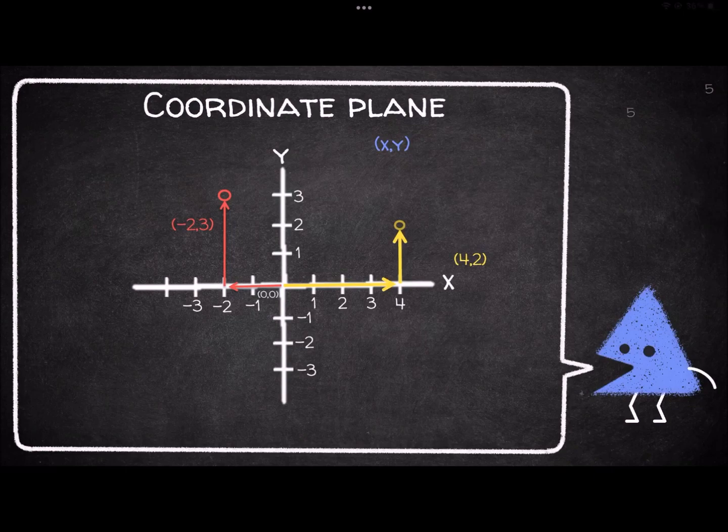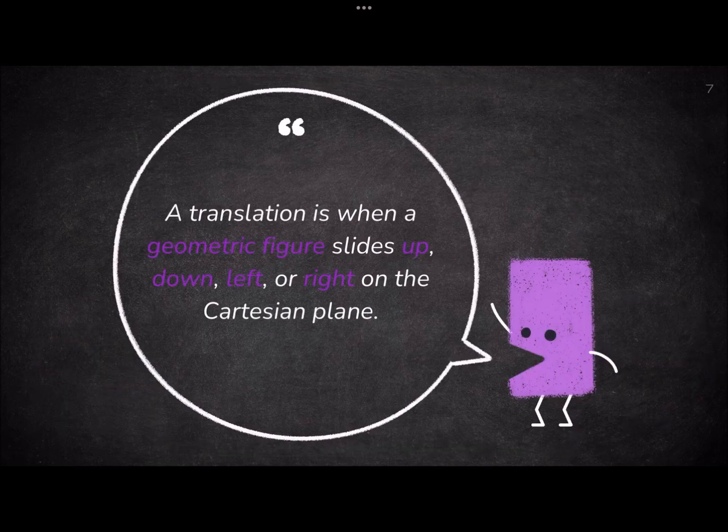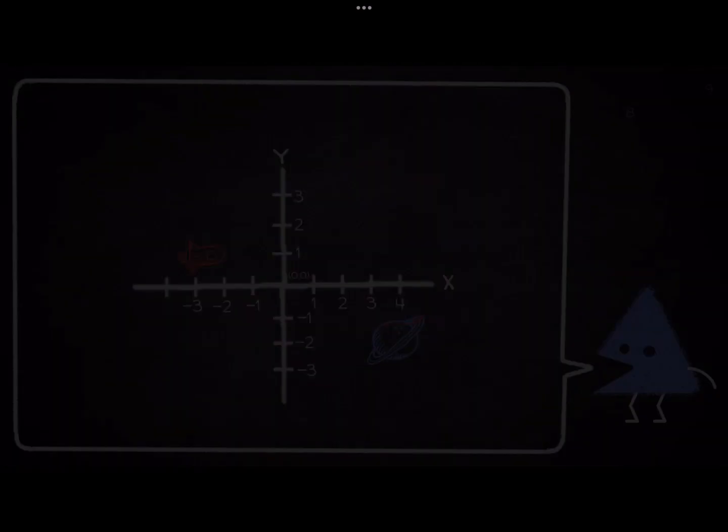Now we can begin with the movements, being the first one, the translation. A translation is when a geometric figure slides up, down, left, or right in the coordinate plane. So imagine the spaceship has to go to a planet in order to save the world. First he moves horizontal right, and then he moves vertical down, arriving to the planet. Now we are making the same movements but with numbers.